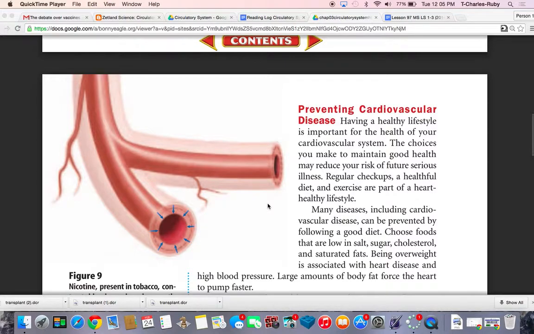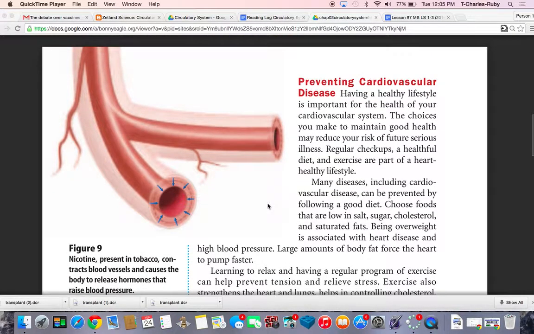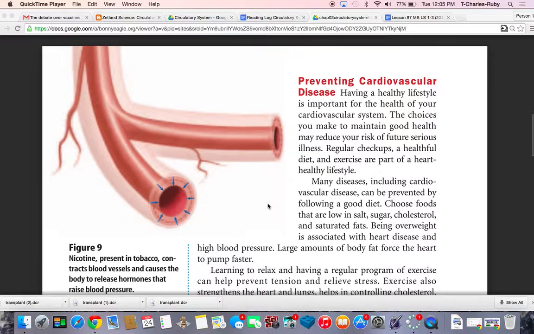Preventing cardiovascular disease. Having a healthy lifestyle is important for the health of your cardiovascular system. The choices you make to maintain good health may reduce your risk of future serious illnesses. Regular checkups, a healthful diet, and exercise are part of a healthful lifestyle. Many diseases, including cardiovascular disease, can be prevented by following a good diet. Choose foods that are low in salt, sugar, cholesterol, and saturated fats, all of which are delicious.